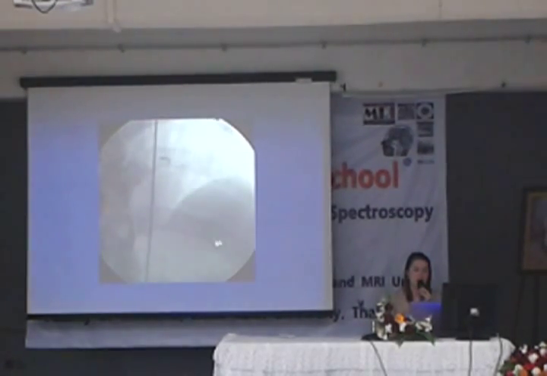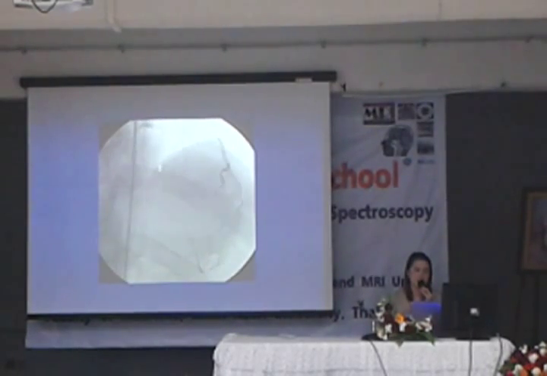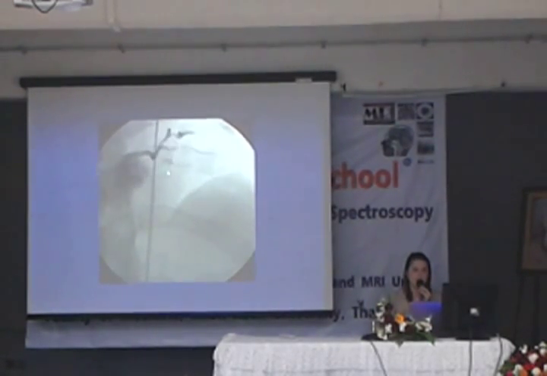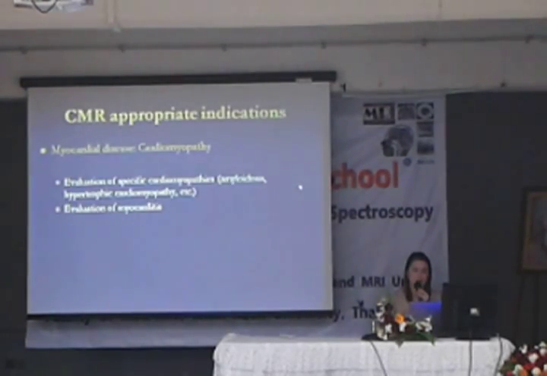And this patient underwent angiogram, and the angiogram confirmed that this patient has total occlusion at LAD, which corresponds to our prior diagnosis. The next indication for cardiac MRI is for evaluation of myocardial disease, or cardiomyopathy, and we use MRI for evaluation of specific cardiomyopathies such as amyloidosis, hypertrophic cardiomyopathy, etc.